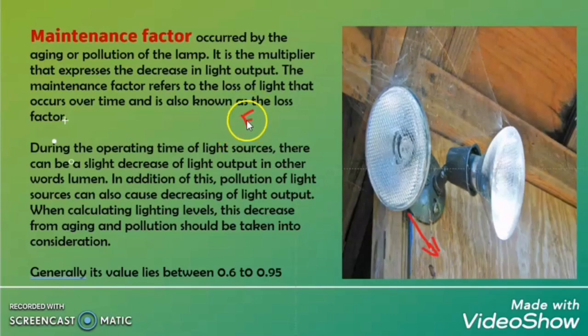If we fix a new light, it gives more brightness, but with time it gives less brightness. This is due to the aging of the light, and also due to the dust accumulated on the glasses of the light. So we have to consider this maintenance factor when we are designing the lights for a particular space.